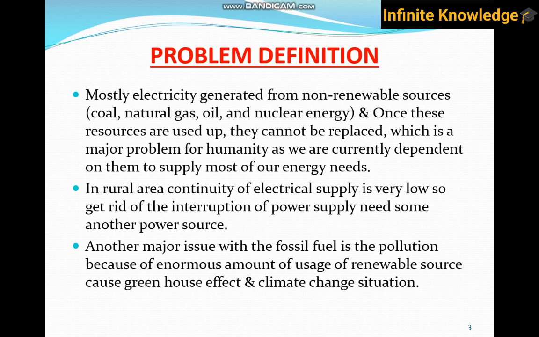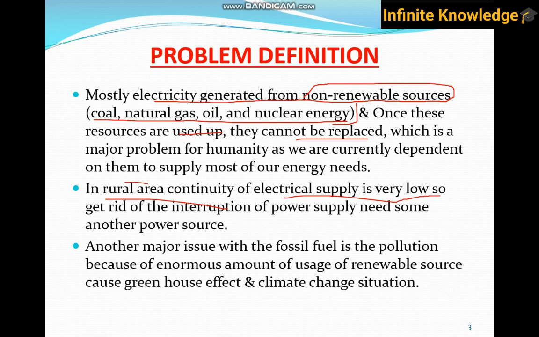already explained, but I am just giving you the overview that most electricity is generated from non-renewable sources. Non-renewable sources means coal, gas, oil, nuclear energy, which will be exhausted in the future. Once these resources are used up, they cannot be replaced. So we have to find alternative energy sources which are renewable, that we can get again and again and again.